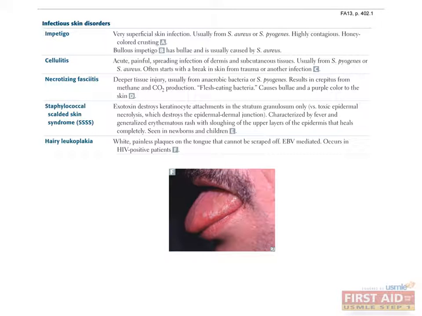The final infectious skin disorder we'll discuss is hairy leukoplakia, which classically appears in the mouth, even more commonly on the side of the tongue. The differential for white tongue lesions usually only includes leukoplakia versus thrush. The clinical distinction is made when you try to scrape it off. Thrush can be scraped off, while hairy leukoplakia cannot.